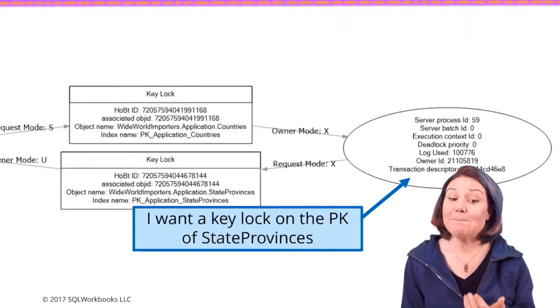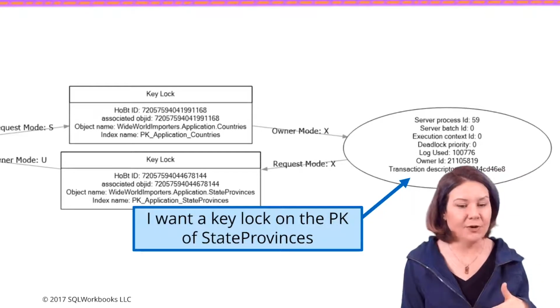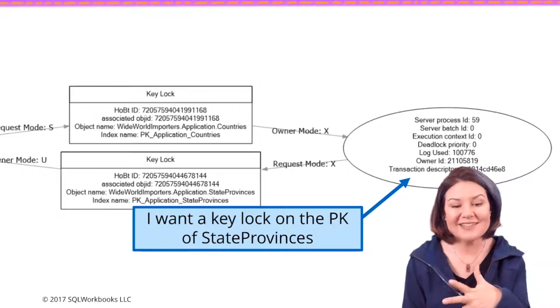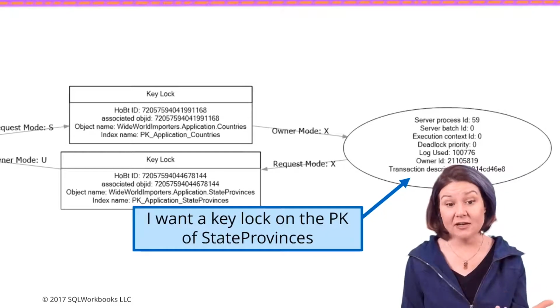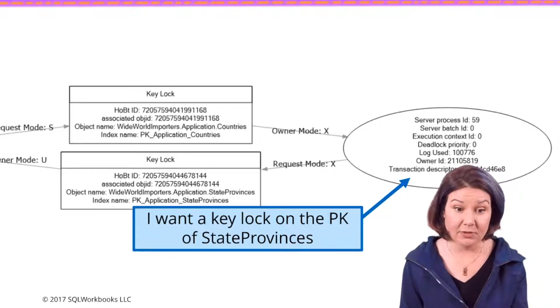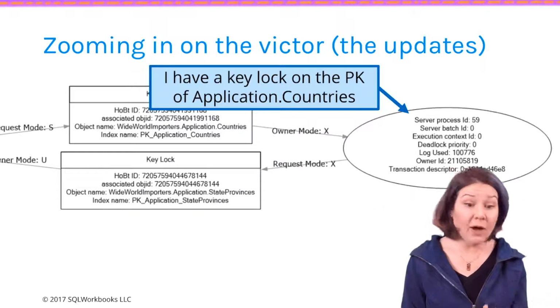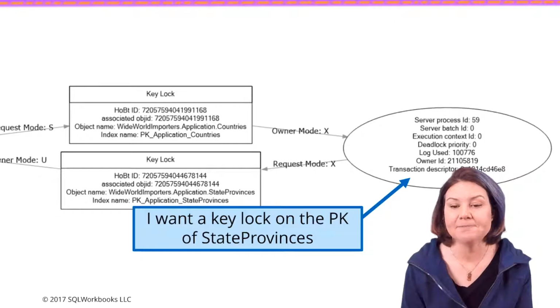The arrow at the bottom, it's pointing to the other box saying request mode X. That one is, if we look inside the box, application.stateprovinces. So I am requesting, I want a key lock on the primary key of the state provinces table. So I've got a lock on the countries table. I want a lock on the state provinces table for the query who's doing the updates.